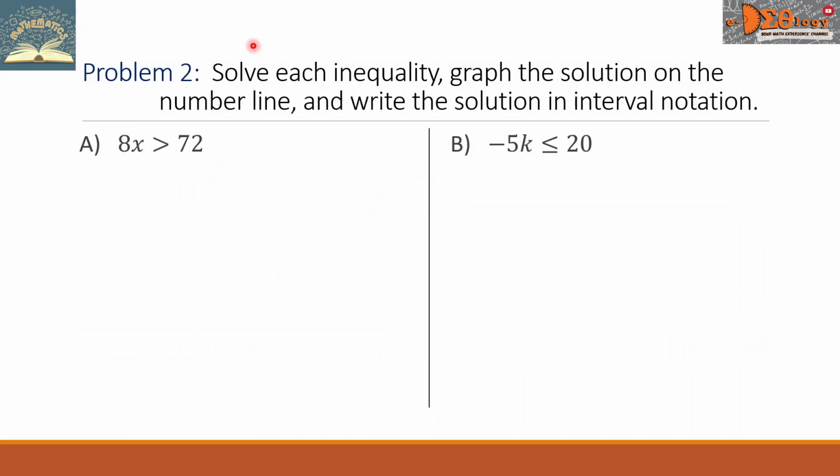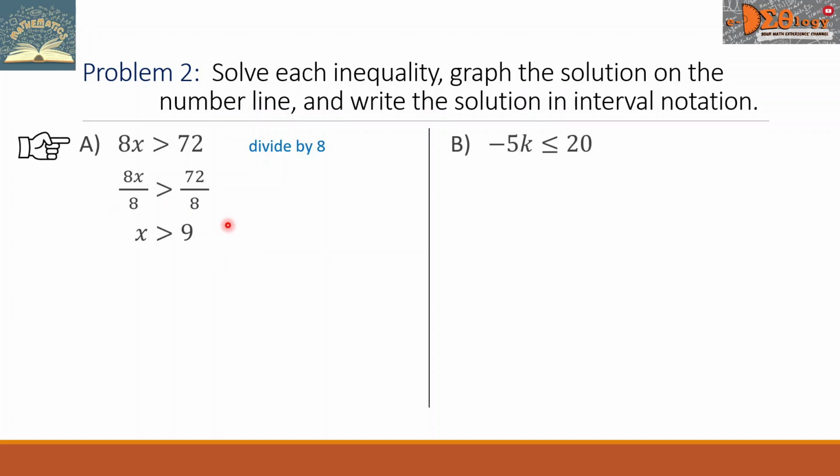Problem 2. Solve each inequality, graph the solution on the number line, and write the solution in interval notation. Letter A. 8x more than 72. Here we want to isolate the x. We divide this equation by positive 8. By doing that, it becomes like this. There is no change in the direction of the inequality. So 8x divided by 8 will be x more than 72 divided by 8, and that is 9.